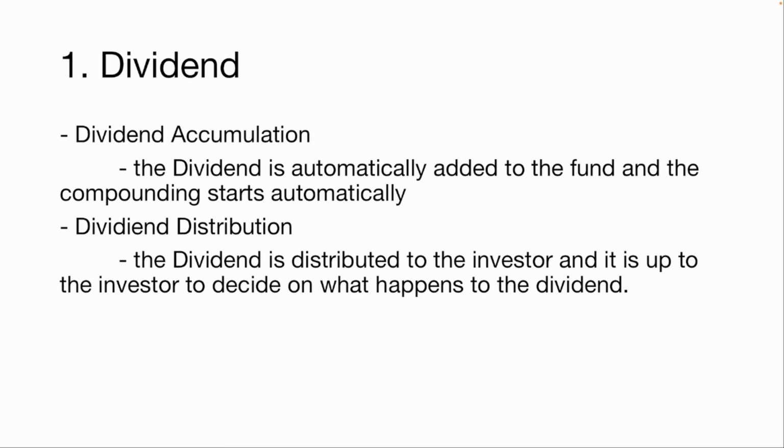In the dividend distribution, the dividend is distributed to the investor and it is up to the investor to manage the dividend. The benefit of compounding does not happen without intervention in this dividend distribution option. What is important for the investor to know here is that the ETF can either be accumulating or distributing. It cannot be both accumulating and distributing. In other words, the investor cannot switch between the two options by just clicking some buttons or checkboxes.